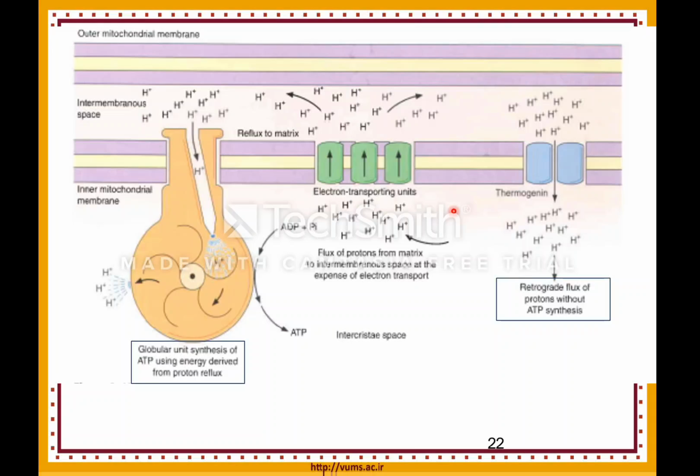In the inner membrane, in addition to the particles that synthesize ATP, there is one type of transmembrane protein named thermogenin, which is involved in heat production. It means that the mitochondria have two functions: ATP synthesis and also control of body temperature by this protein, which produces heat by influx of protons to the inside of the mitochondria.